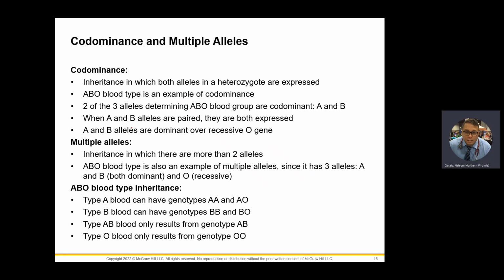Multiple alleles, inheritance in which there are more than two alleles. Again, another example is what? ABO. Okay, so think codominance, ABO blood type. Multiple alleles, ABO blood type.